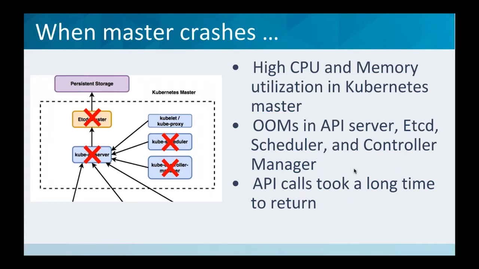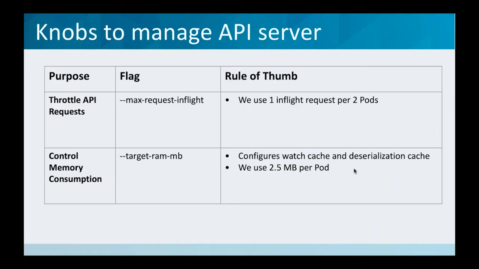Or sometimes the API calls can return, but the objects we created will take a long time to start processing. So that makes us look at what kind of knobs we can turn to make things right. We started with API server because this is the heart and the center of Kubernetes. These are the two flags we found on the API server that can help us. The first one controls the maximum requests in flight, which throttles the API requests to be processed in parallel. The second one is what the API server uses to configure some of its caches, so it is the target RAM megabytes it should use.